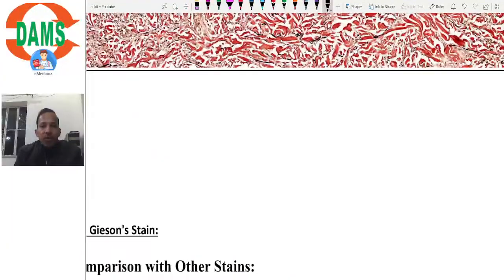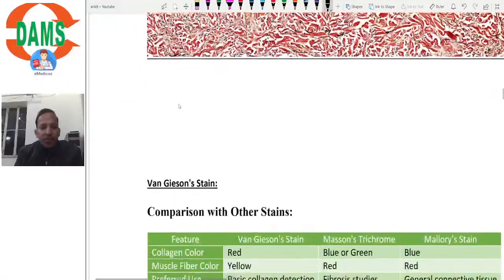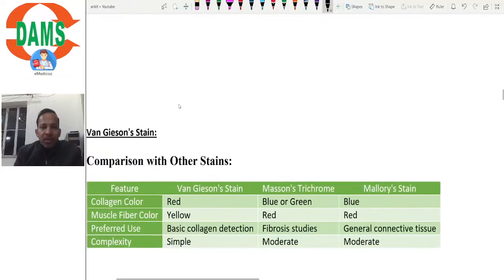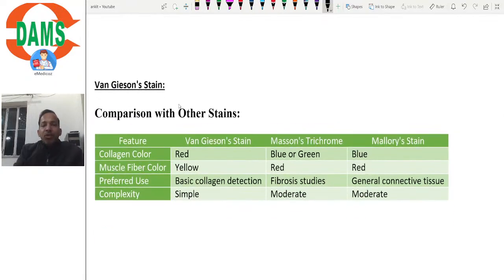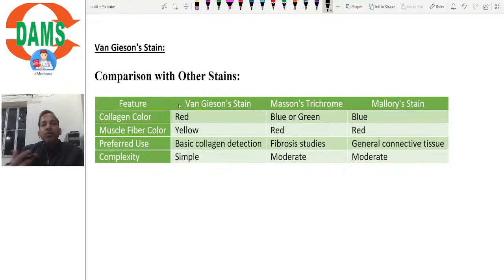I hope you are able to understand these different stains. If there is any doubt, you can feel free to ask me. So this is a general differentiation of these three stains. Collagen in one sense, as I just said, will appear red. In Masson's trichrome, we have seen it appears blue, and in Mallory's also. Muscle fibers will appear almost reddish to blue, and they will usually appear red everywhere. Basically, they are used to identify the differences between the different components of the tissue we are studying.